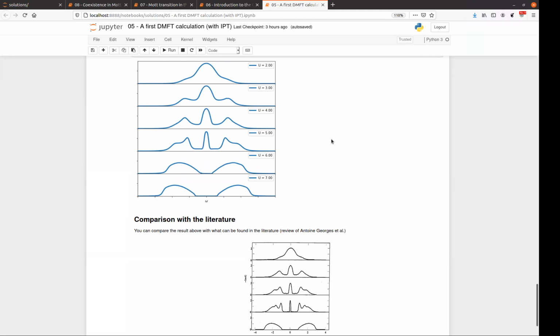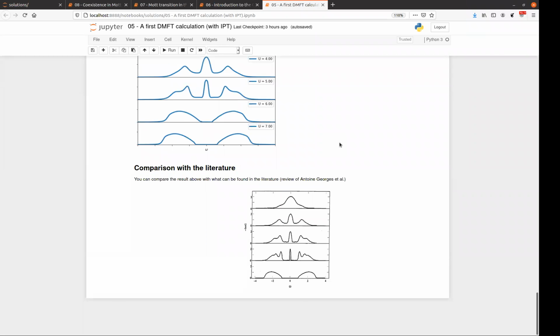Michel, you're comparing with the review of Antoine Georges. Do they give experimental results, or is it really the same mathematical procedure? So this is not an experiment. Of course, this is exactly the same calculation. So this is a numerical calculation.